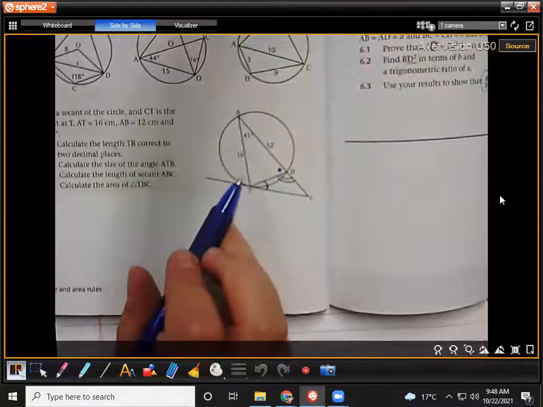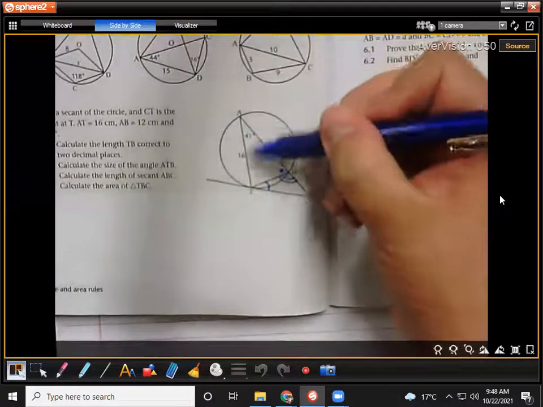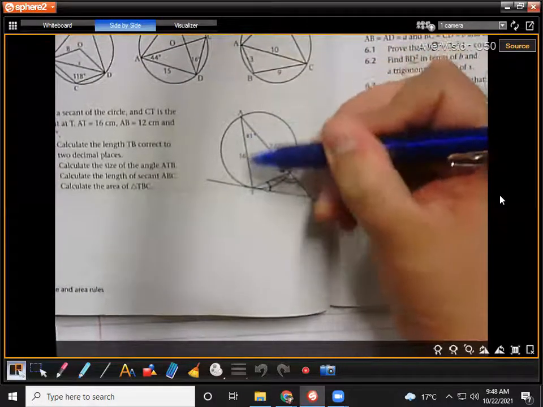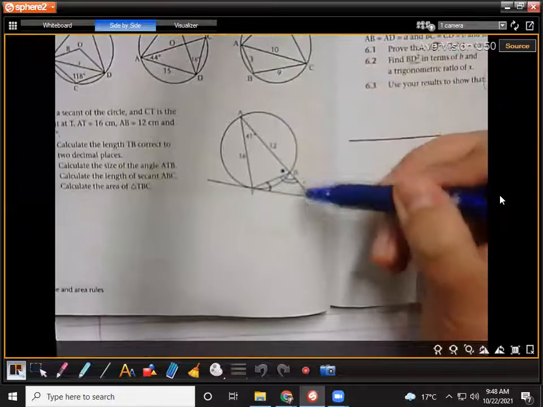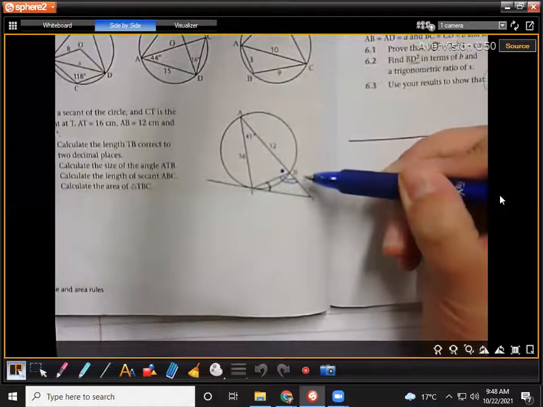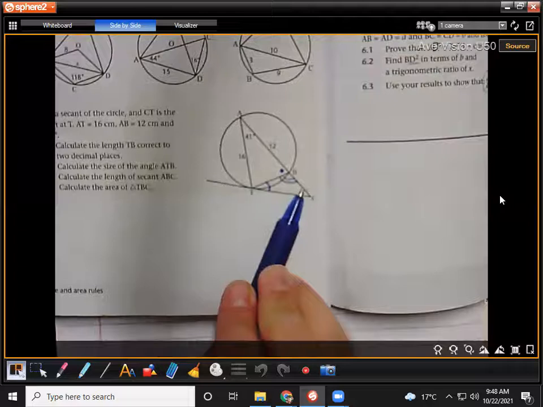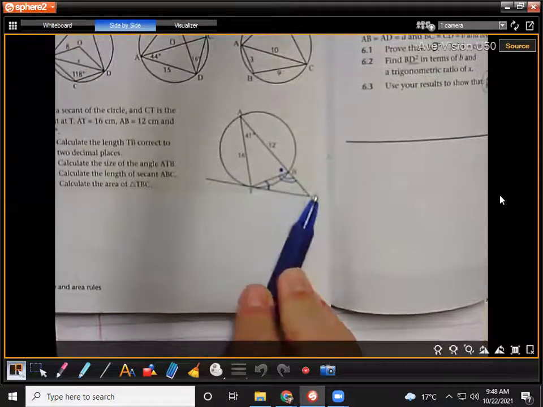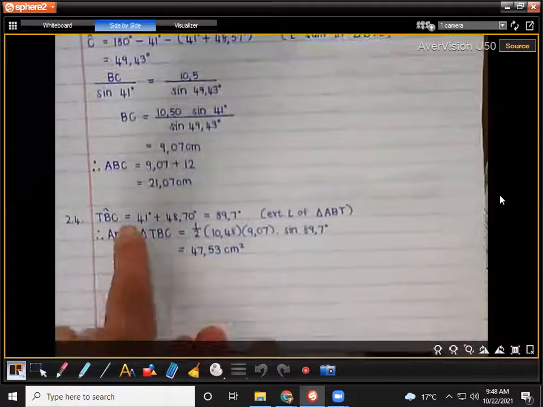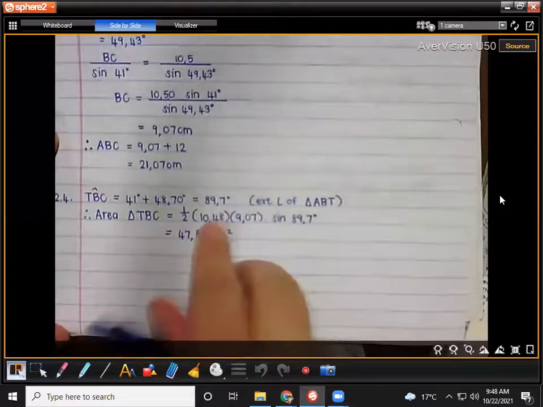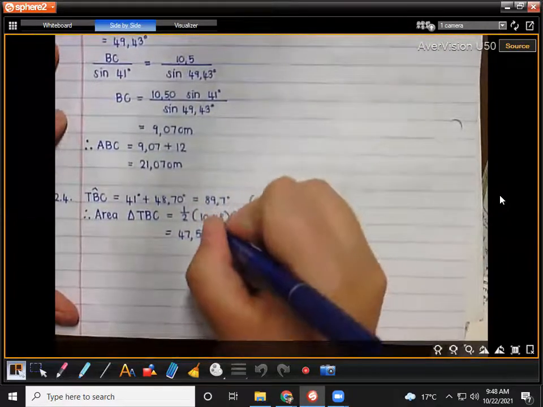Remember, the exterior angle is always the sum of the opposite interior angles. So if you added those two together, you would have gotten that one. Or you could have done angle sum in a triangle because we know that that's 41 and we calculated C for the previous question. You would get the same answer. Okay, so that's what I did. I did exterior angle of a triangle, but you could have done angle sum in a triangle.